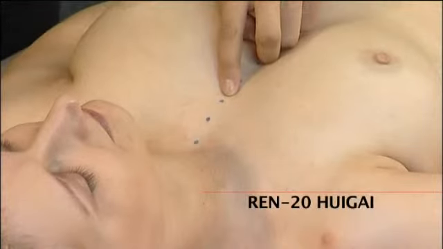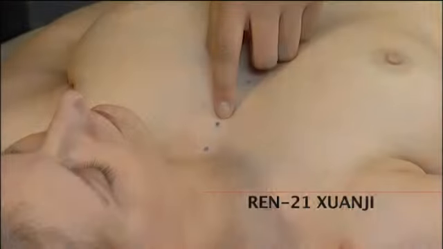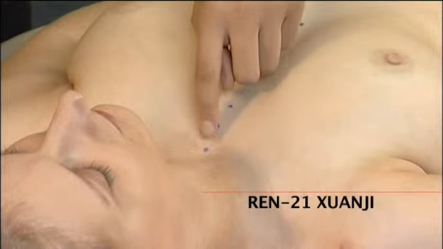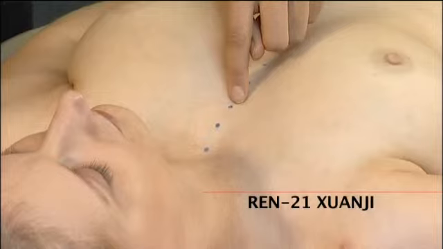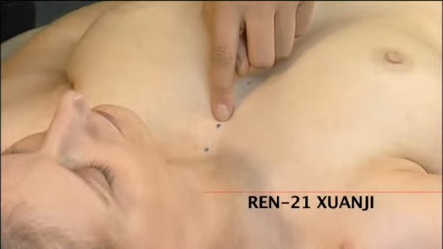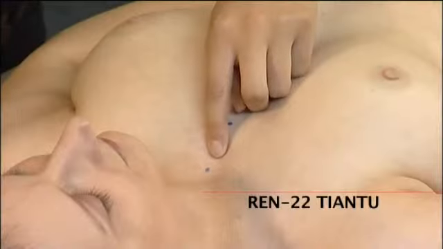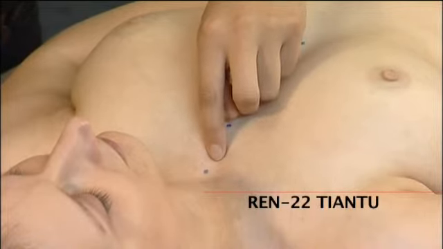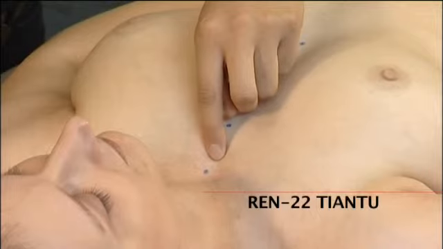Ren 20 is on the anterior midline, level with the 1st intercostal space and the sternum. Ren 21 is on the anterior midline at the manubrium, midway between Ren 22 and Ren 20. Ren 22 is on the anterior midline in the suprasternal fossa, 5 fens superior to the suprasternal notch.